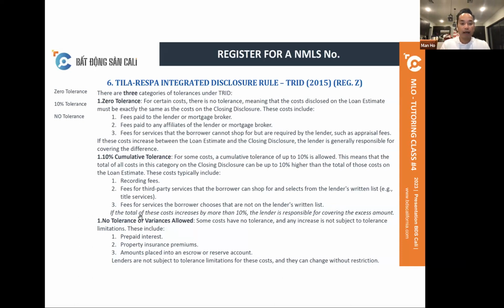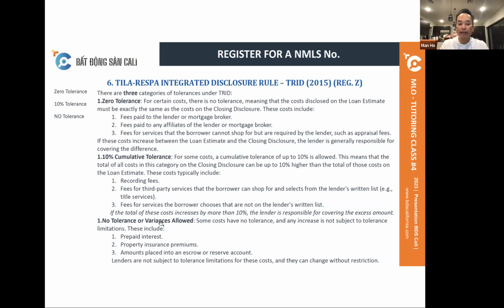Okay. If the total of these costs increase by more than 10%, the lender is responsible for it, not the loan officer, not the borrower. If there is any discrepancy, then the lender pays for it. Okay. Zero tolerance or no tolerance. Actually, zero tolerance I mentioned earlier, but this is no tolerance.